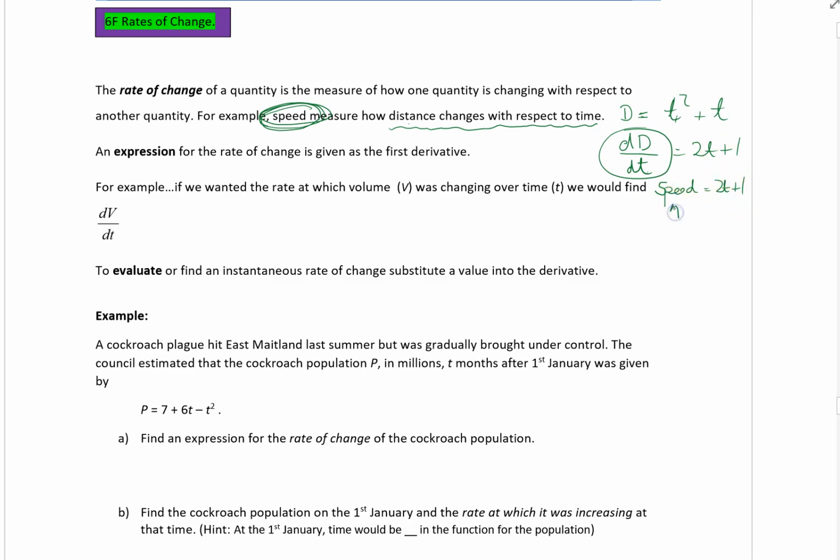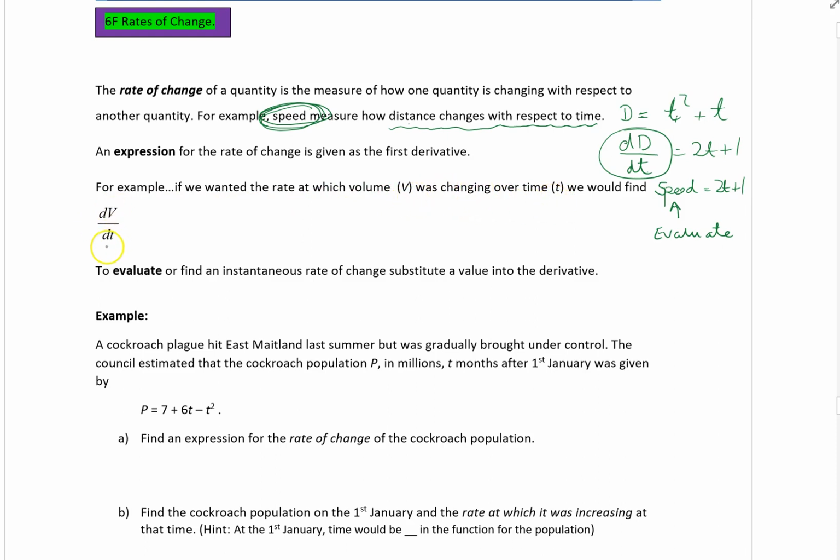If we want the actual value of the speed, if we want to evaluate the first derivative, it's just like when you've wanted to evaluate the gradient. You want to know the actual number for the gradient, you have to know at what instant it is you're considering it. And so likewise here you'd have to know what the time was because the speed varies according to the time. Another example, if you wanted the rate at which the volume was changing over time, then we would have dV/dt.